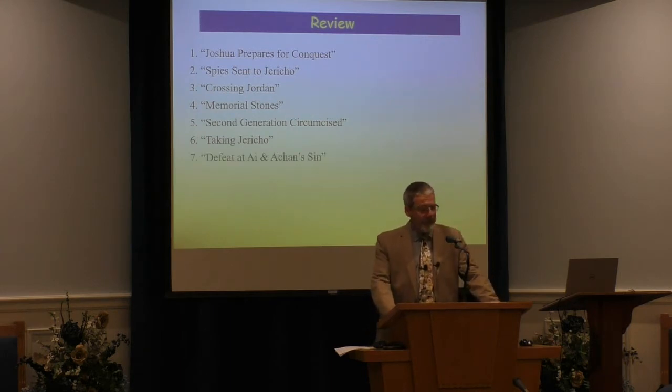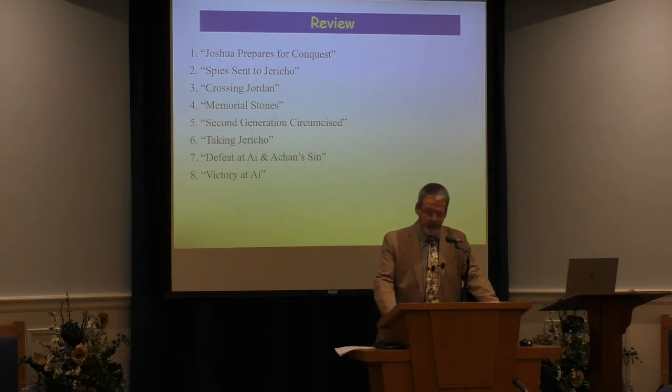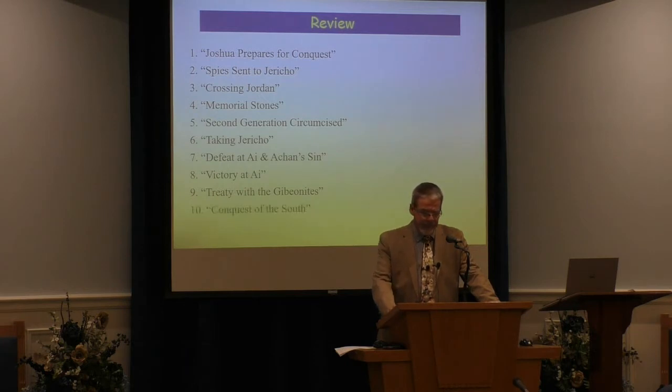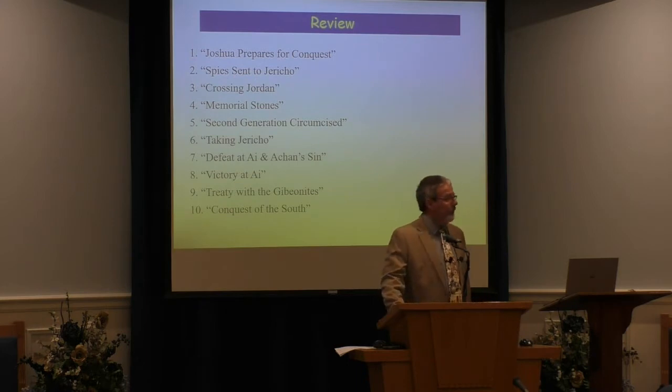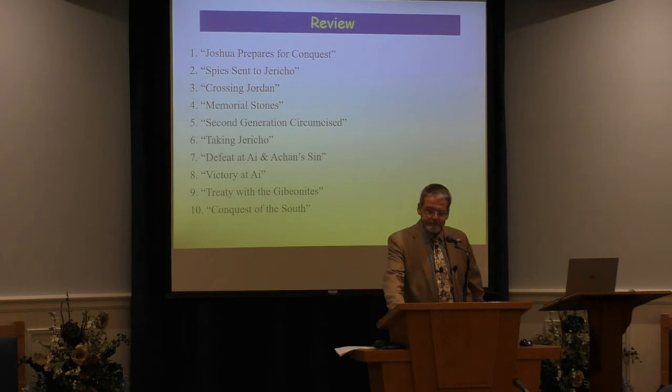And then in chapter 7, there was an attempt at Ai that failed because of Achan's sin. In chapter 8, they were successful at Ai because they did it the right way. And then we have the treaty with the Gibeonites. They'll be mentioned in our study tonight. And then chapter 10 dealt with the conquest of the south. We're going to talk about the central campaign, the southern campaign, and the northern campaign, and finish the northern campaign in our study tonight.